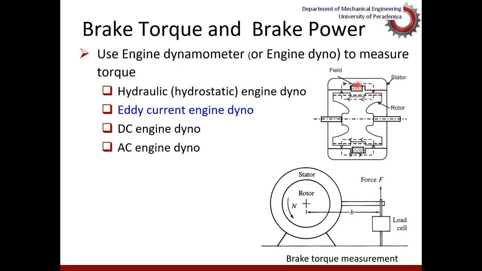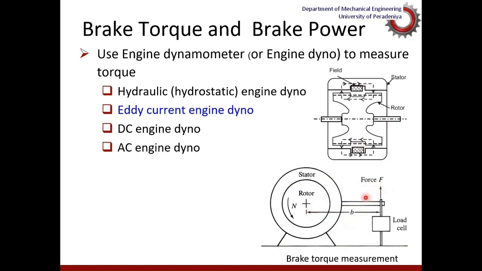The eddy currents created here apply a certain resistive force against the rotation of the rotor, or the rotation of the crankshaft in this case. Accordingly, we can apply a certain kind of brake on the crankshaft, and that is, in fact, the resistance against the rotation of the crankshaft. So we can apply a load on the crankshaft by sending a certain current through this field coil, and accordingly, we can measure the torque applied on it and observe the engine performance.